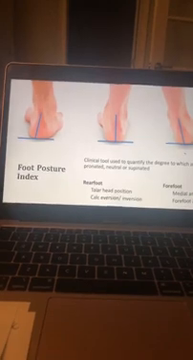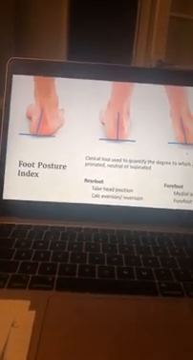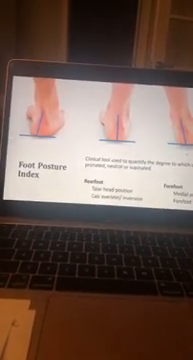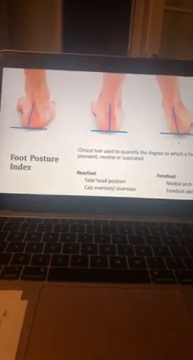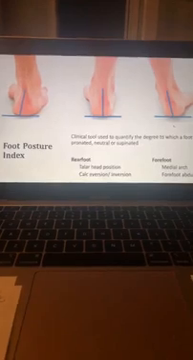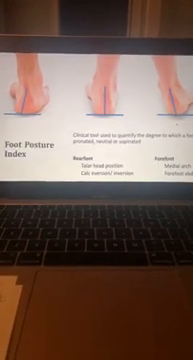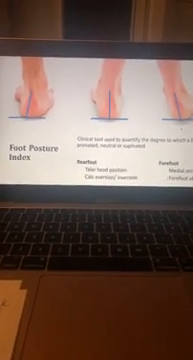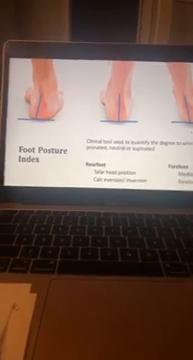Again, for those who signed up for this course, you have a link to the foot posture index in the Teachable platform. So make sure that you download that, and then you can actually use that in your clinical setting to score and actually use it as something objective for your clients or patients.